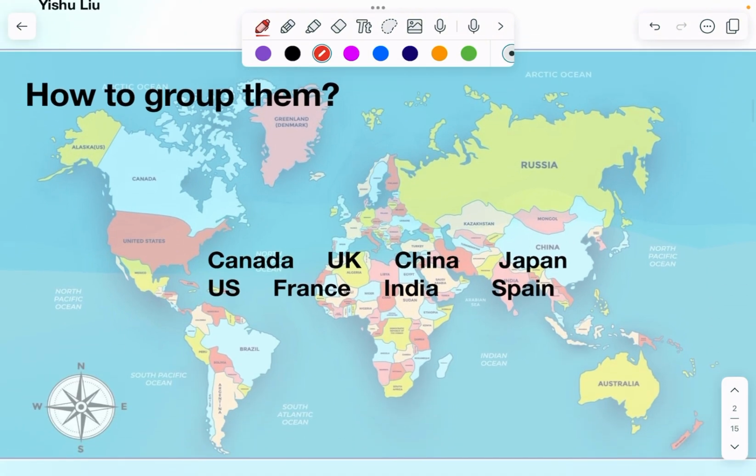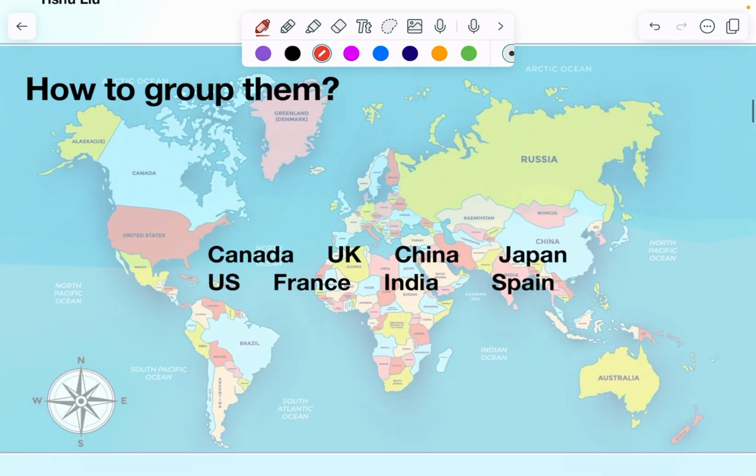Imagine now you are a marketing specialist and you want to advertise your products to the customers from 8 countries. But I believe that you will not make 8 advertisements, right? Because it will waste too much money and time. So now you need to decide how many advertisements you need to make. That means, how will you group these 8 countries? You have 1 minute to prepare your answer.